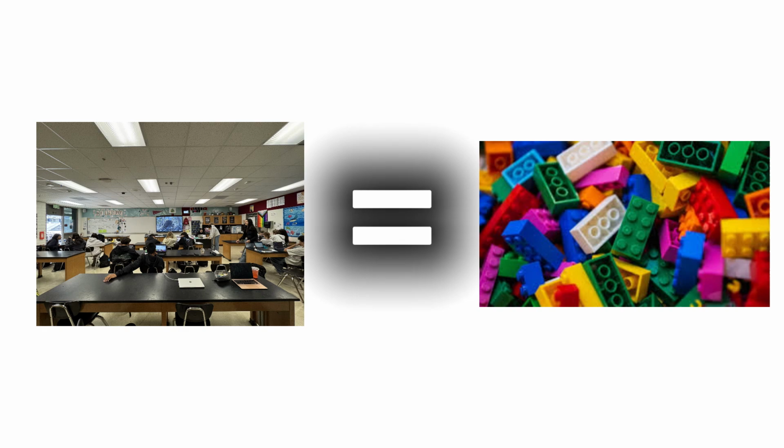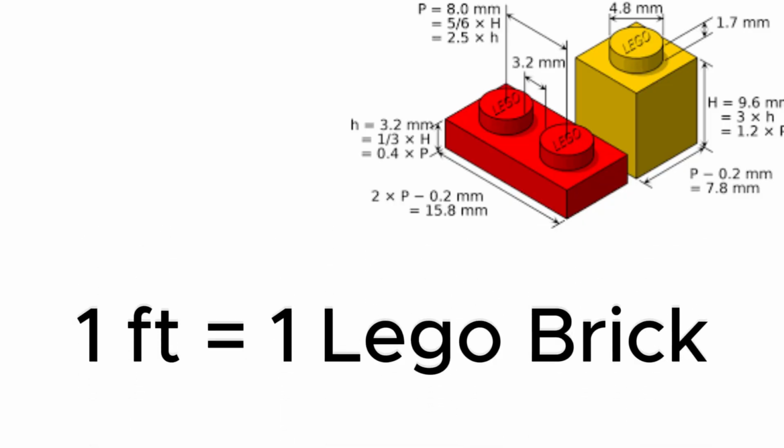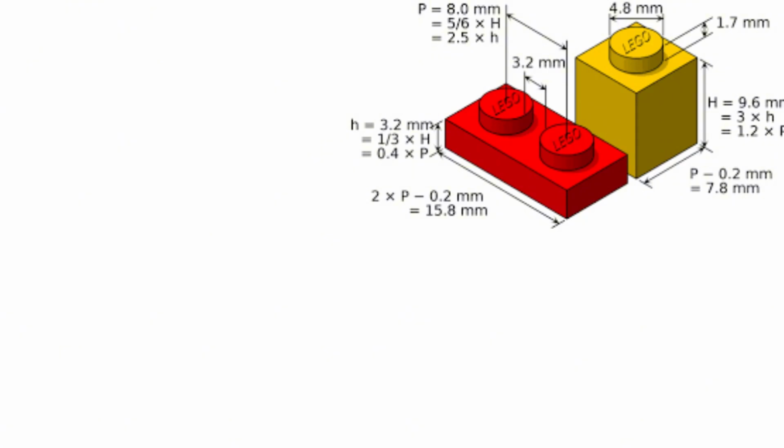First, we'll use dimensional analysis to recreate Miss Sneed's room in Lego. First, we measure the length, width, and height of the classroom. We'll be using the formula of 1 foot equal to 1 Lego brick.